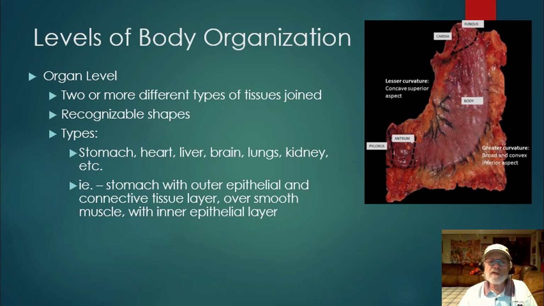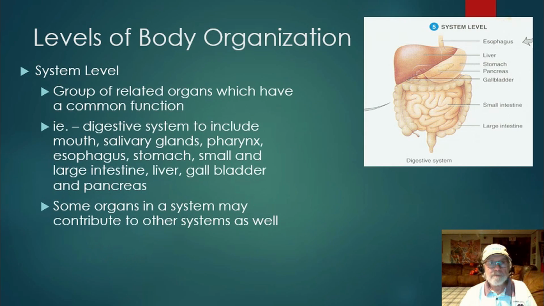If I was to draw a picture of where the stomach is, this area right in here, basically we'd look at this whole area as the stomach, and that would be incorporating a number of different types of tissues. Finally, we get to the system.